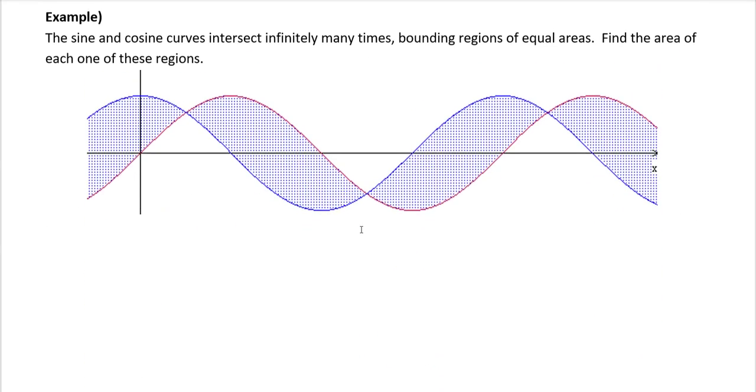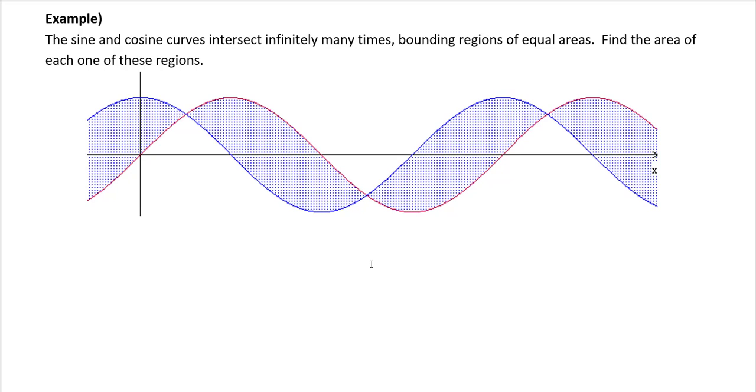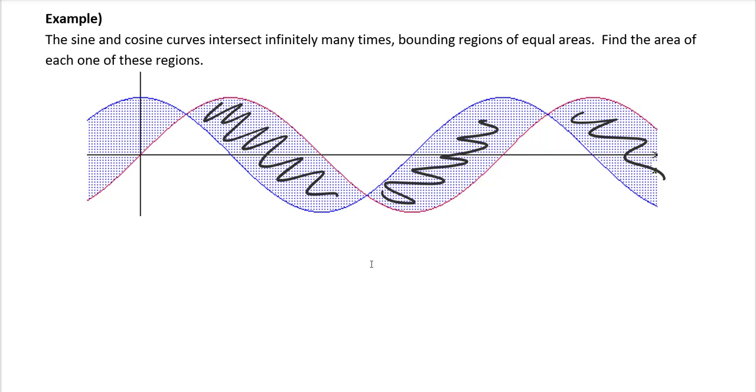Let's move on. Last example here. So the sine and cosine curves intersect infinitely many times, bounding regions of equal areas, right? So all of these here are all the same areas. Okay? Find the area of each one of these regions. So how do I do that? Well, hopefully I know that the blue curve, this blue one, is our cosine graph. And the red one, I think that's red, I don't know, I'm colorblind, is our sine graph, okay?